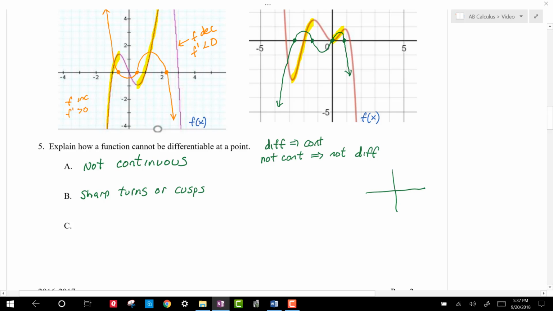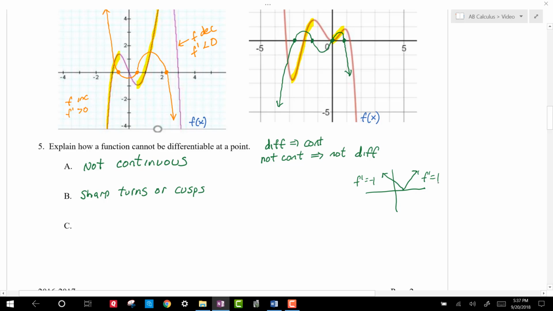You know, like I'm just going to do a basic absolute value function, because this is easy to explain. If you look at this function, there's definitely a sharp turn there, but why is it not differentiable? It's not differentiable because the limit of f prime on the left, let's just say the slope on the left is -1, the slope on the right is +1. So f prime over here is equal to -1, and f prime over here is equal to +1.